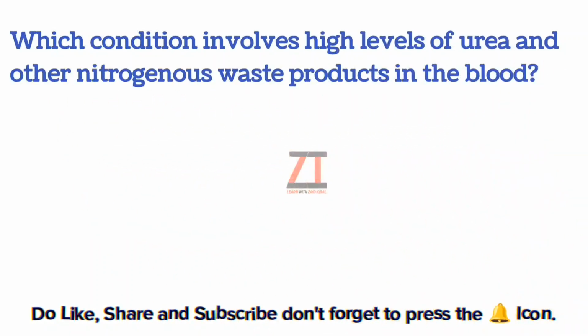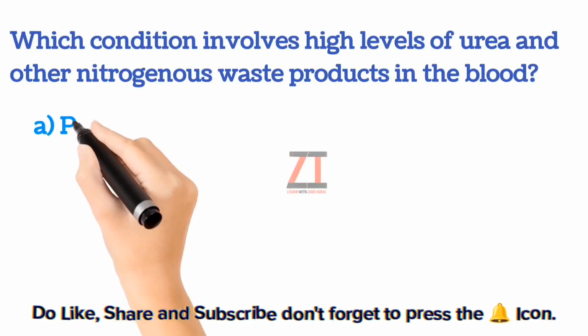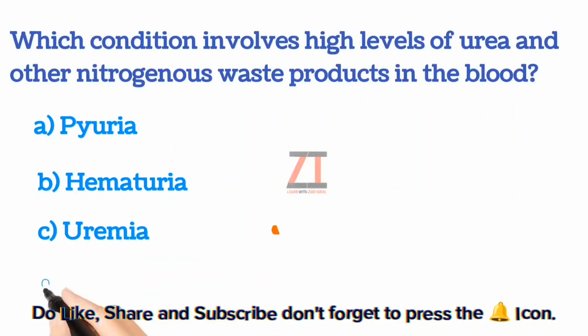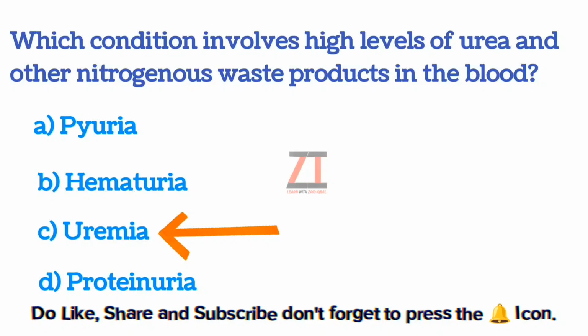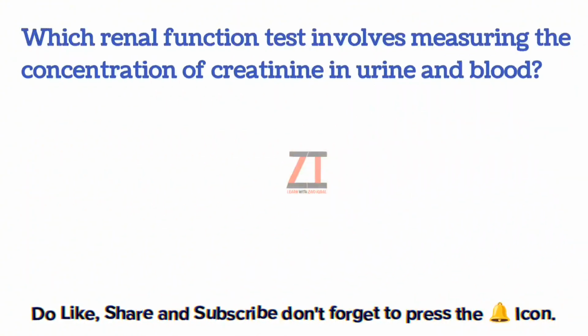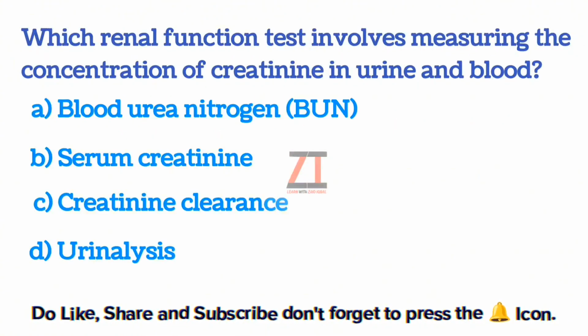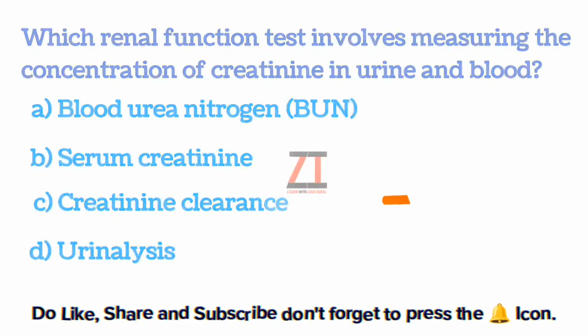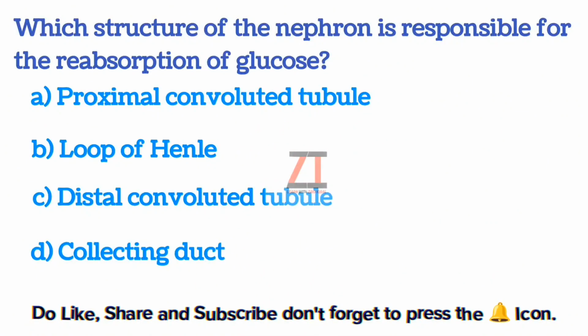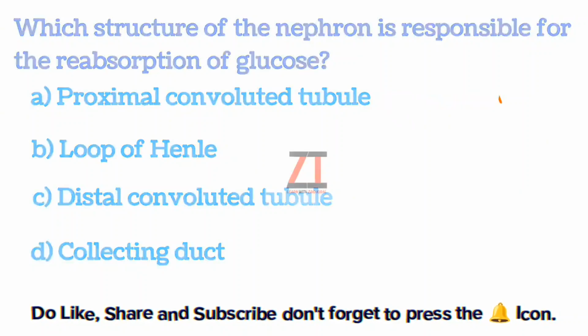Which condition involves high levels of urea and other nitrogenous waste products in the body? Right answer is option C, uremia. Which renal function test involves measuring the concentration of creatinine in urine and blood? Right answer is option C, creatinine clearance. Which structure of the nephron is responsible for the reabsorption of glucose? Right answer is option A, proximal convoluted tubule.